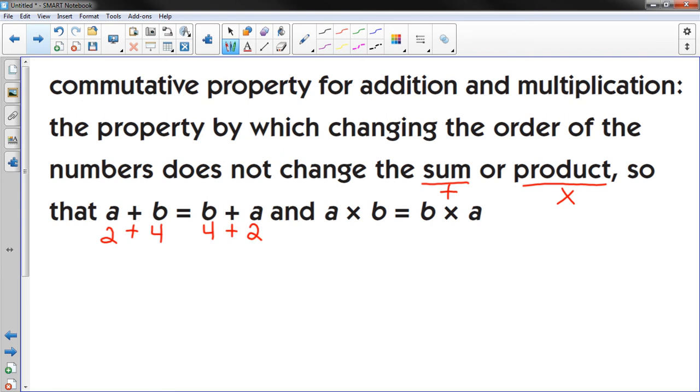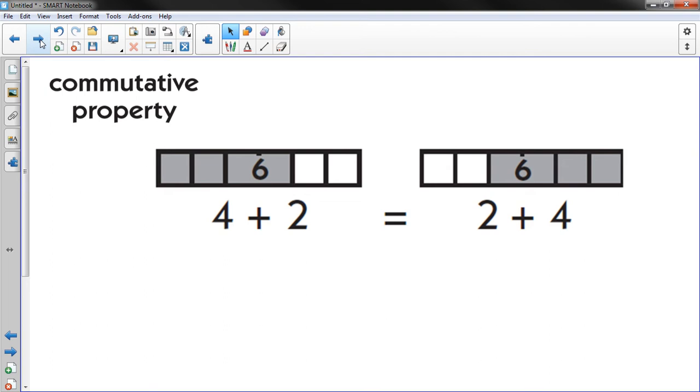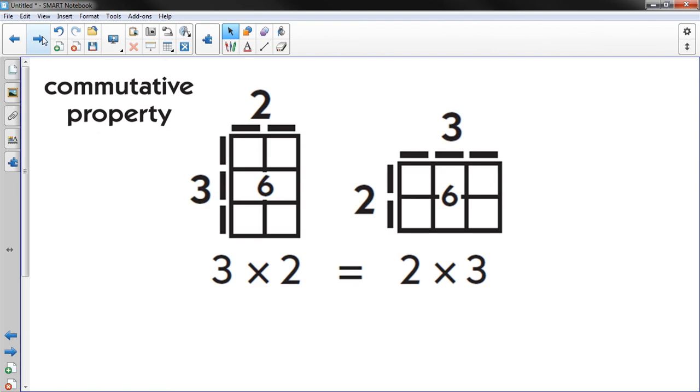And in multiplication, 2 times 4 would be equal to 4 times 2. The order of the numbers has been switched, but you still get the same answer. There's just another visual model there for you at home. An example for addition. And then there's an example for multiplication, and we'll be focusing more on the multiplication aspect of this property.